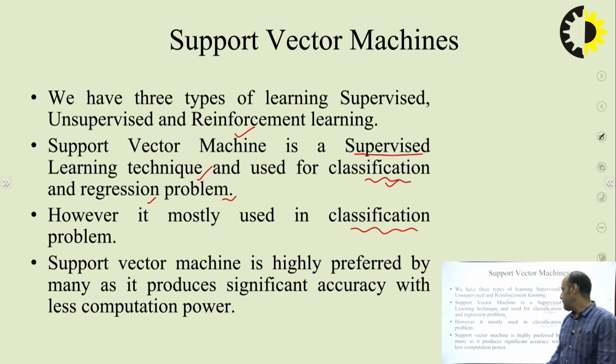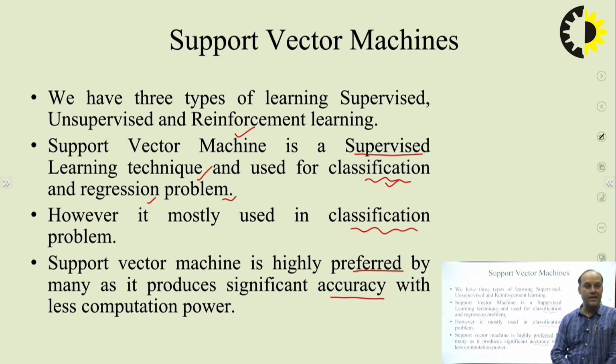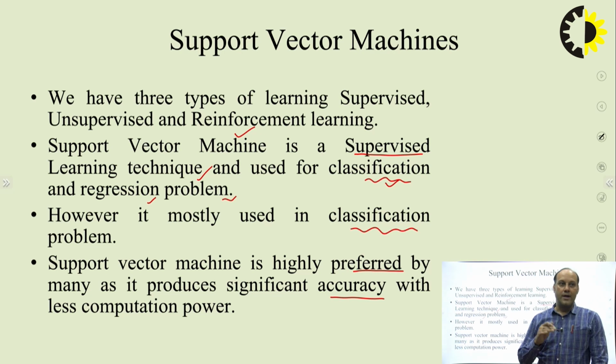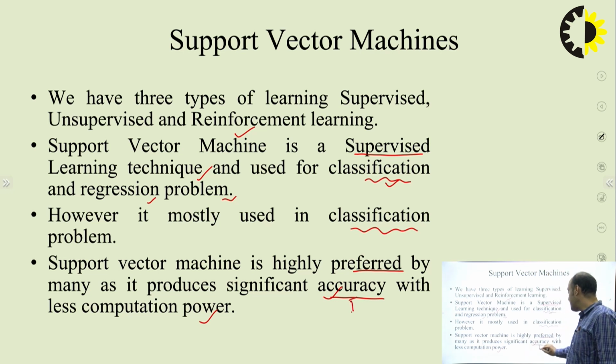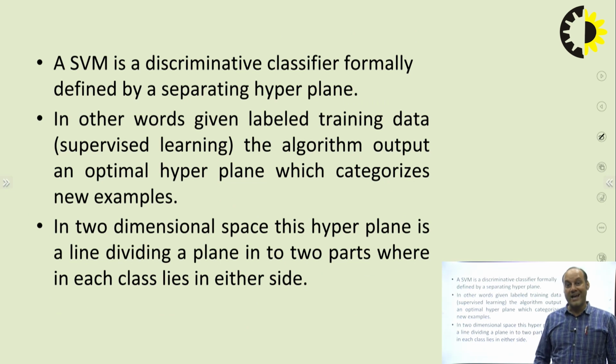Support vector machine is highly preferred by many of us for its accuracy and less computation power. Actually this SVM is a discriminative classifier, meaning one that discriminates, differentiates. It is basically used for its accuracy and less computation power. So you need to remember these two points: accuracy is number 1 and computation power is number 2. For this we use support vector machine. As I have already said, SVM is a discriminative classifier.